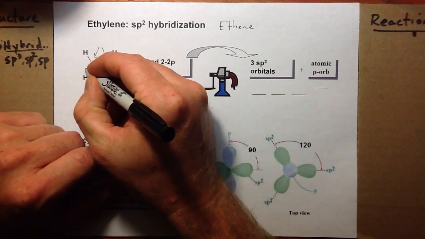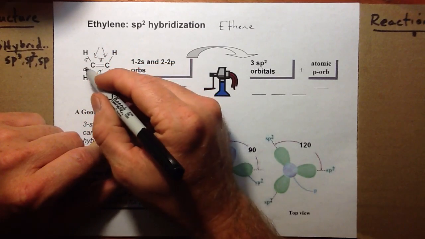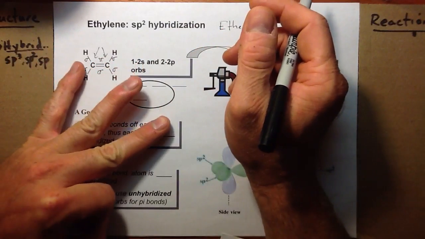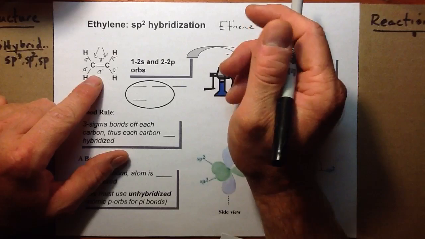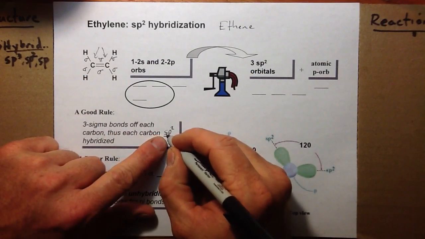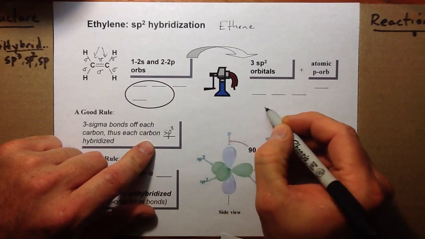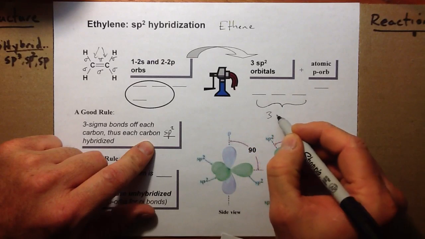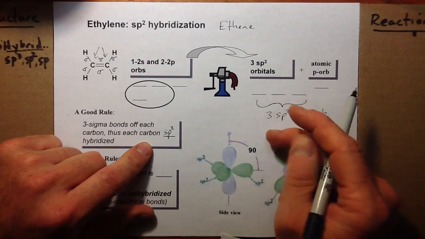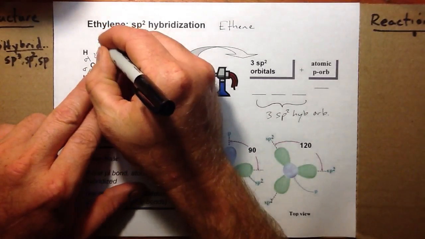Now, if we know that this is a sigma and a pi together in the double bond, we can just add up the sigmas. 1, 2, 3 for this carbon, and the same for this carbon. 1, 2, 3. So we have to have 3 hybrid orbitals because we have 3 sigma bonds. Thus each carbon is sp2: the 2s and 2 of the 2 p's put into the meat grinder, and we get 3 sp2 hybrid orbitals. These are still atomic orbitals that are going to be used for bonding. That's one way to set the hybridization for these 2 carbons as sp2.